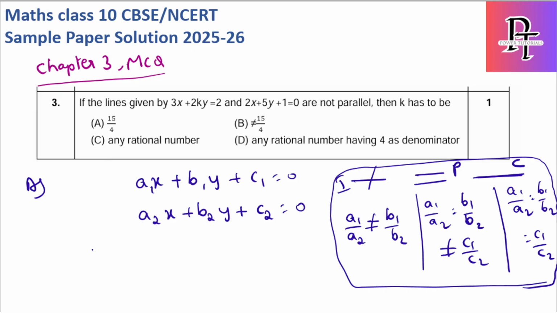Not parallel simply means it should be intersecting, where a1 by a2 should not be equal to b1 by b2. So what is a1 by a2? It is 3, and this is 2. So 3 by 2 should not be equal to, what is b1 by b2? 2k and 5.